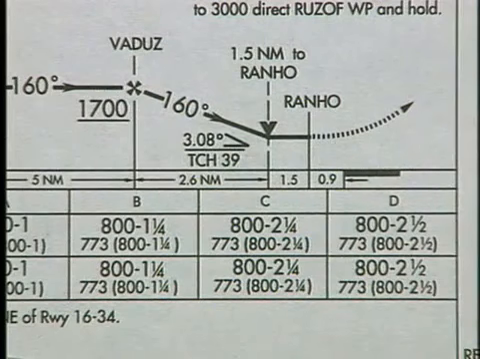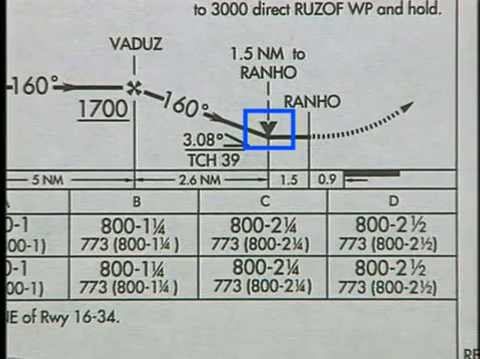On some charts, there may be a bold V depicted on the profile view. This identifies the visual descent point, or VDP. This is a point where a normal descent from the MDA to the runway can be made provided the required visual references are met.